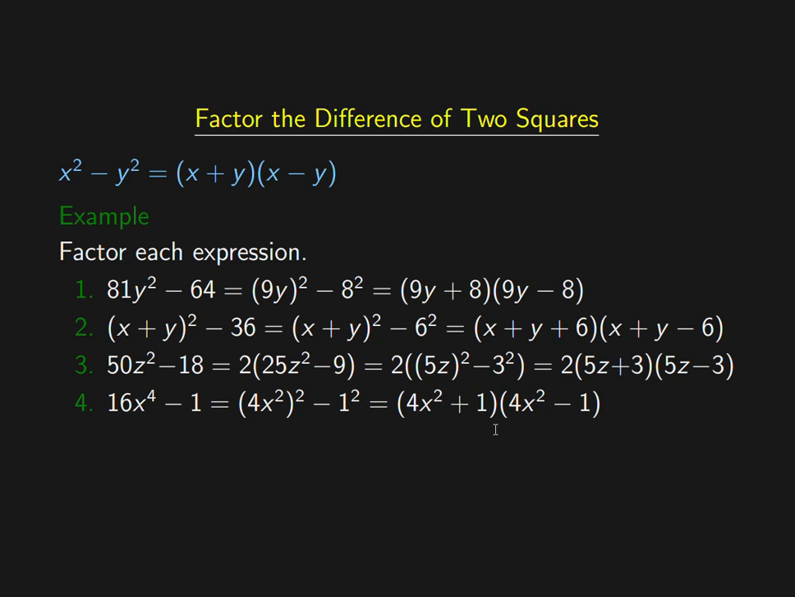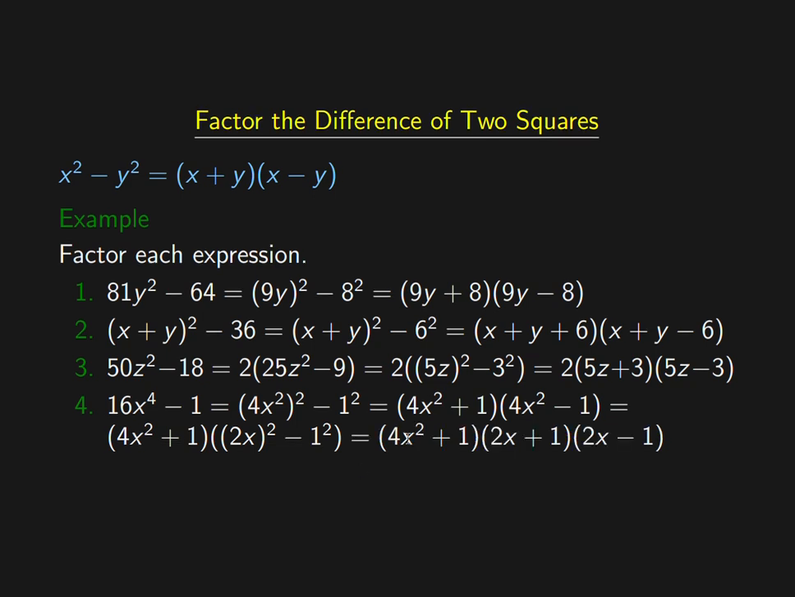But 4x squared minus 1 is also a difference of two squares because it can be written as 2x the whole parentheses squared minus 1 squared. So let's write the binomial to the right as a product of the sum and difference of the two terms. So we have 4x squared plus 1 times the sum of the two monomials, 2x plus 1, times their difference, 2x minus 1.